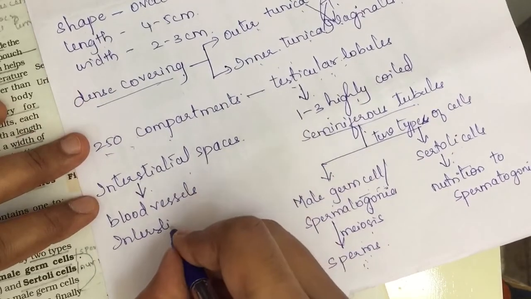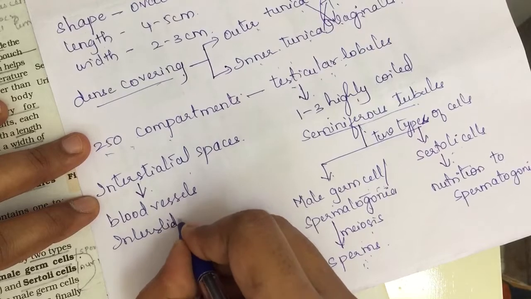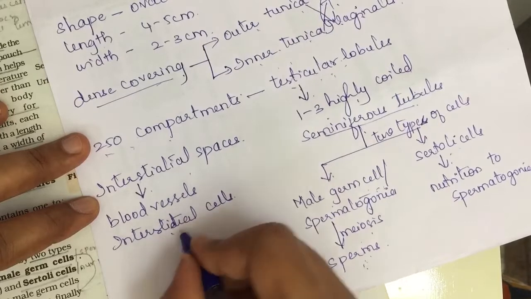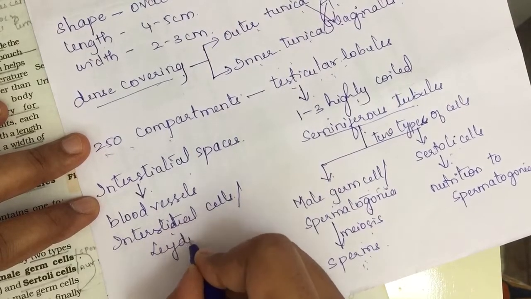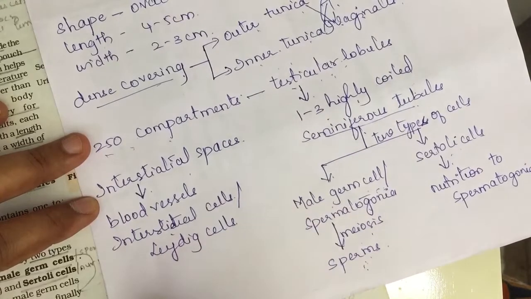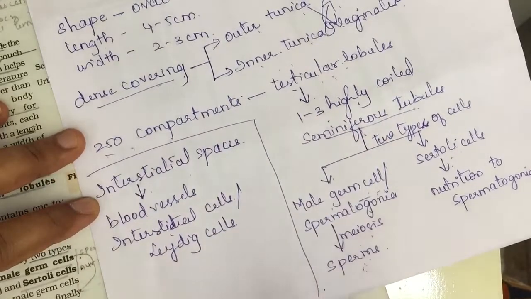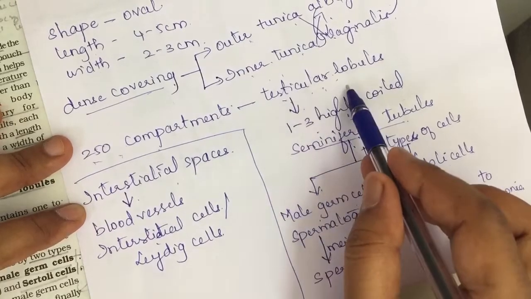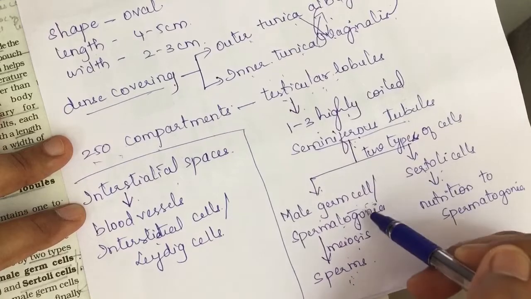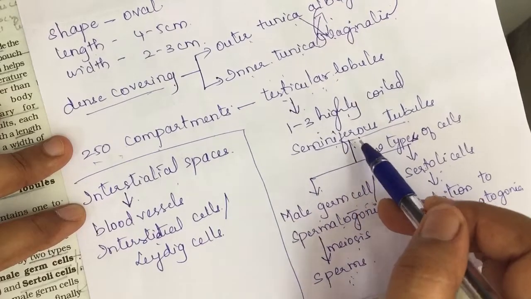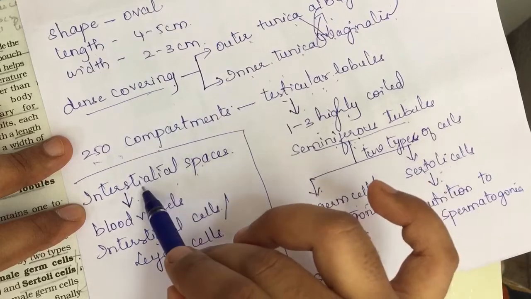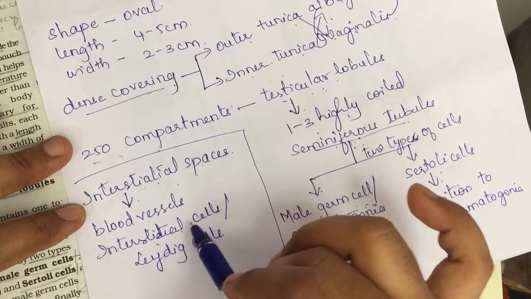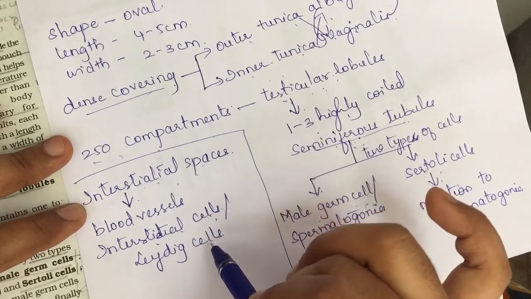Now these interstitial cells are also called Leydig cells. As we said earlier, seminiferous tubules are present in testicular lobules. In between two seminiferous tubules there is a space. That space we call the interstitial space. That interstitial space consists of blood vessels and interstitial cells. Those interstitial cells are also called Leydig cells.